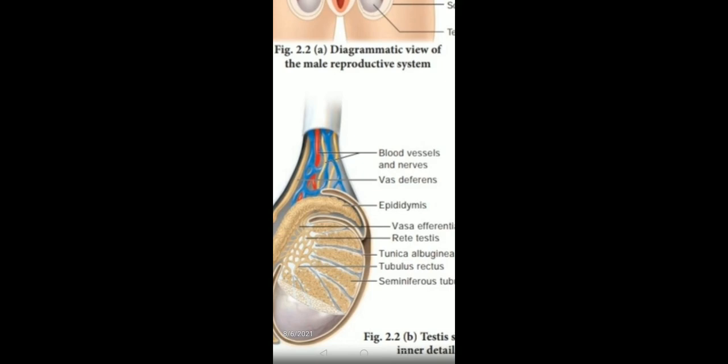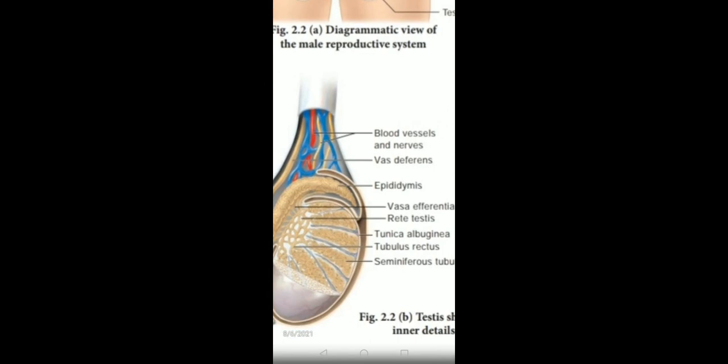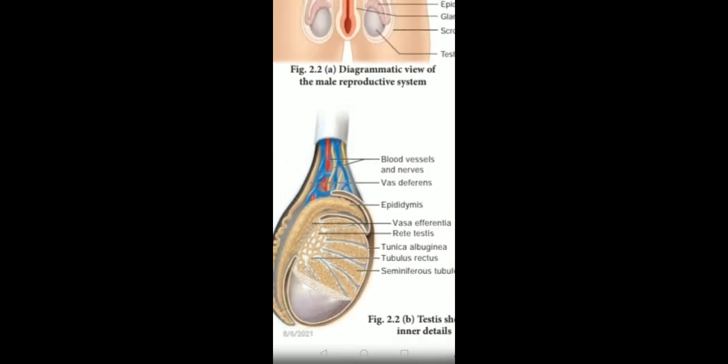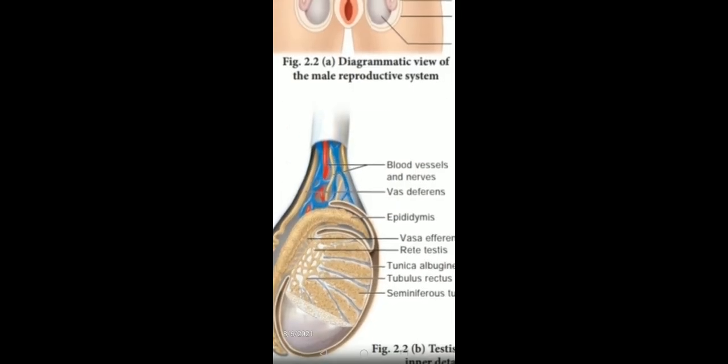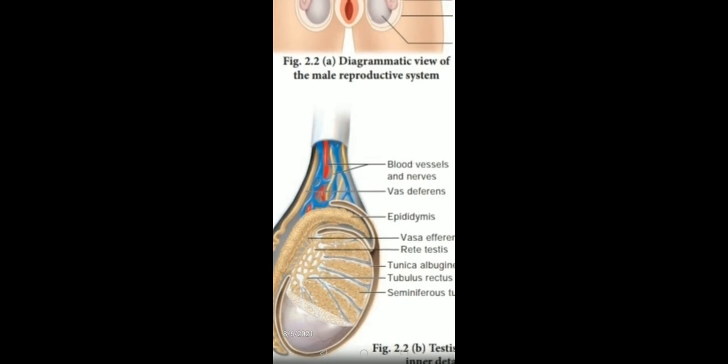The rete testis is a tubular network on the posterior side of the testis. Which region? The posterior region, the bottom region. The sperms leave the rete testis and enter the epididymis through the vasa efferentia. Here, this is the epididymis. The sperms which come out just come and are stored in the epididymis.